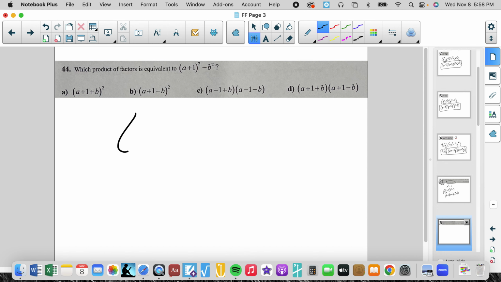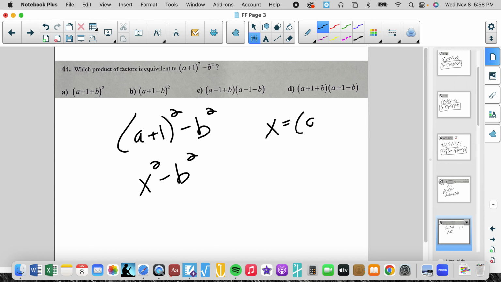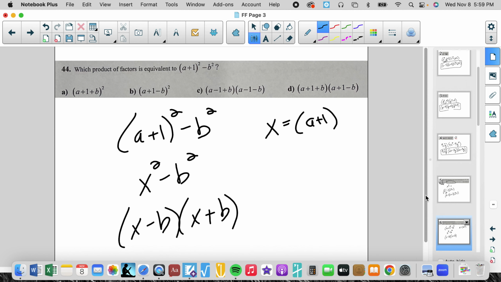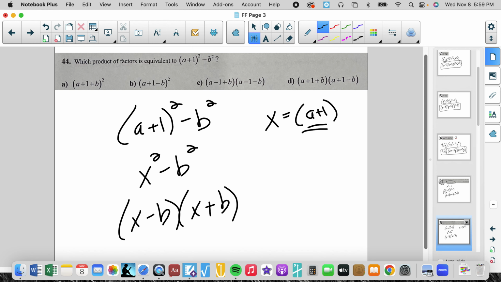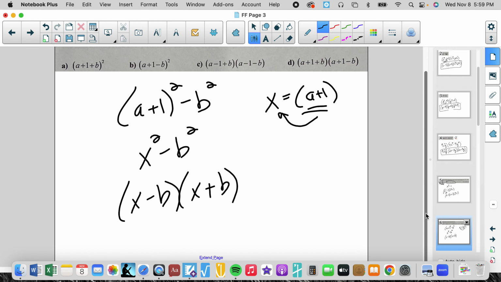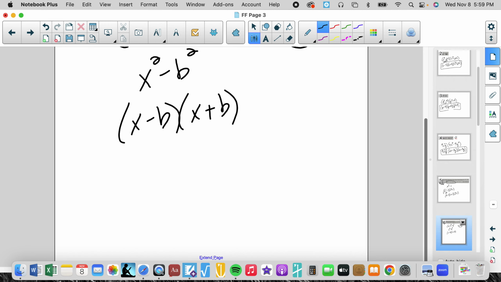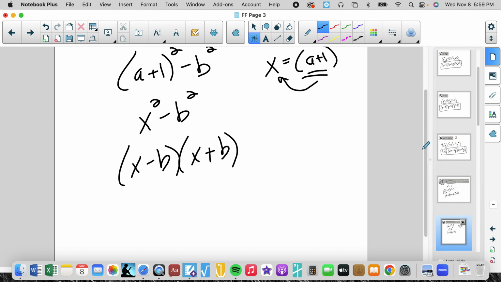Here we go. I would advise you to substitute and write x squared minus b squared. Instead of writing a plus 1 quantity squared, I would write x. And so we know that we're going to have x minus b, x plus b. Doesn't that seem super easy? And now we're going to replace it back in for each of the x's. Wherever we see an x, we replace it with a plus 1. So you have a plus 1 minus b, and you have a plus 1 plus b.